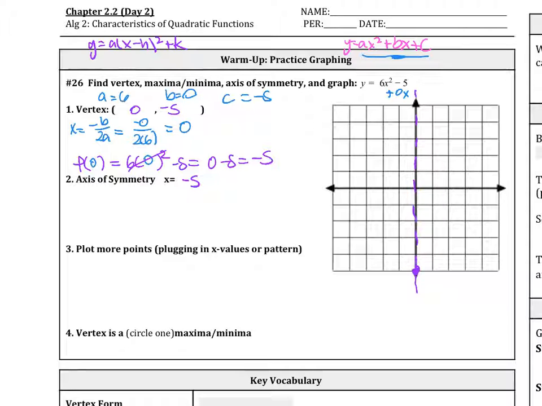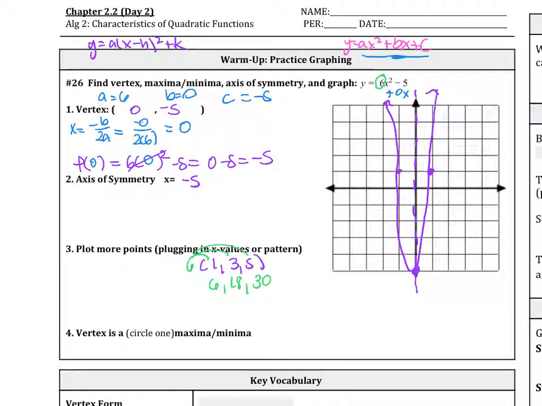Either we plug in a point, and I would plug in a point next to the vertex, or you can use the pattern. Our pattern is 1, 3, 5. And then we have to multiply by the a value. Our a is 6. So 6 times 1 is 6, 6 times 3 is 18, 6 times 5 is 30. It's positive, so it opens up. Therefore, from the vertex, we go right one, up 6, and then reflect it across the axis of symmetry. And so here is our graph.